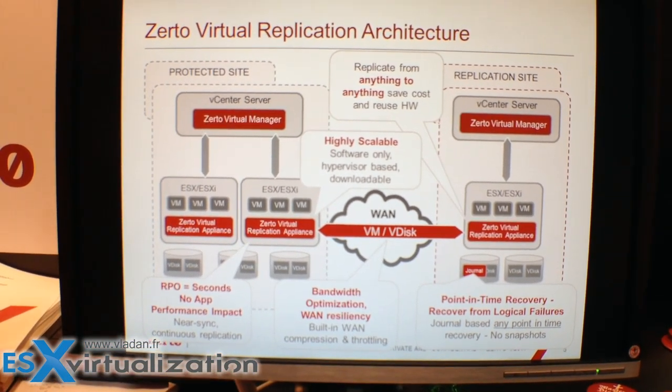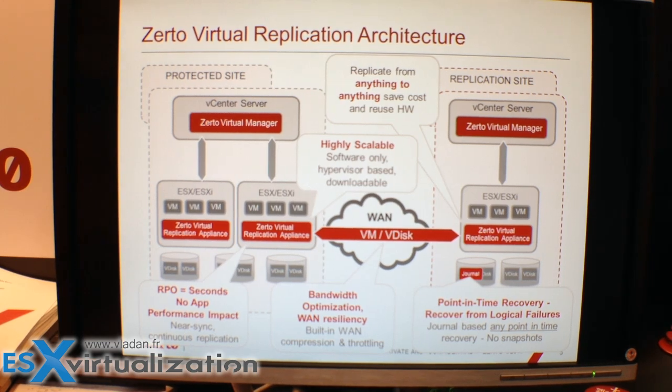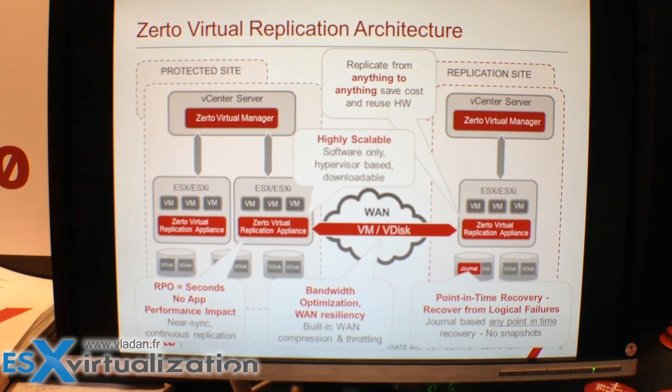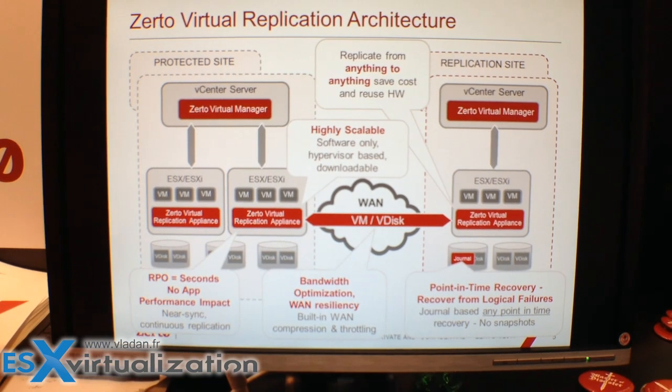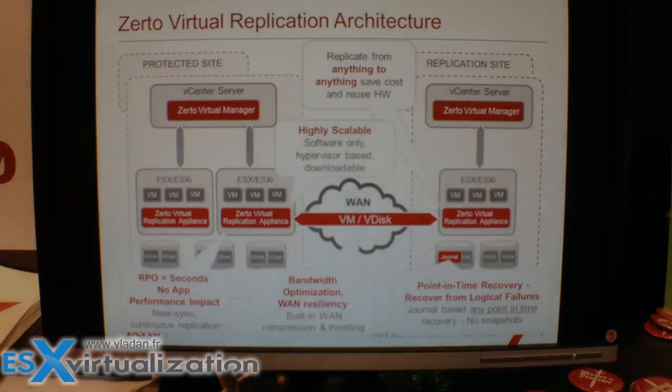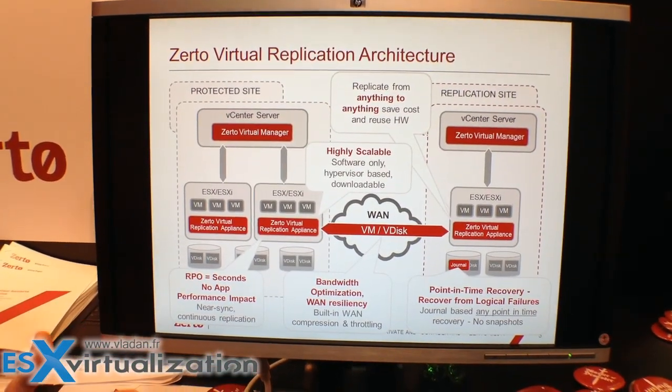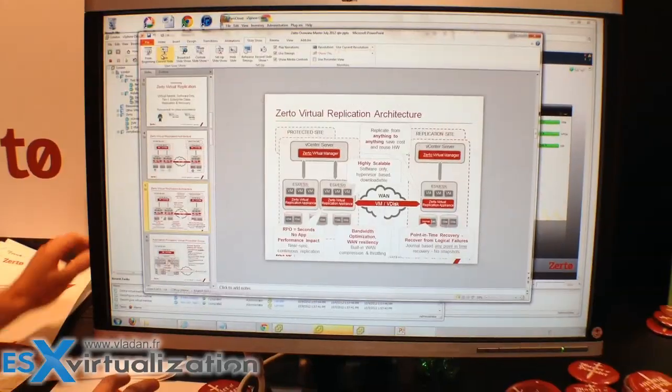And we also have built-in bandwidth optimization and WAN resiliency. So Zerto will always use the minimum amount of bandwidth necessary in order to achieve the recovery point objective of seconds. So that's an overview of the architecture. Let's actually show you how it works in the real world.